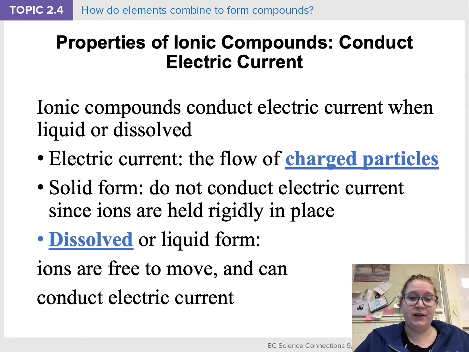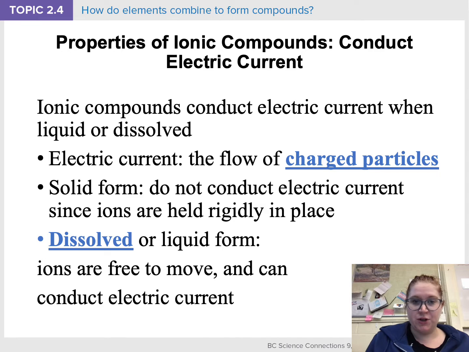Ionic compounds also conduct electric current, either when they're in liquid or they're dissolved. So we're going to learn about electricity a lot in our next unit, but for now it's just the flow of charged particles, so electrons moving through something. Ionic compounds in their solid form don't conduct electric current because the ions are held closely together. So if you tried to run electricity through salt grains, like what comes out of your salt shaker, it wouldn't work. However, if you dissolve salt or you have an ionic compound that's a liquid, the ions can move around. So those chloride ions that are negatives can move around, so can the sodium, and they can help electrons move from one side to the other.